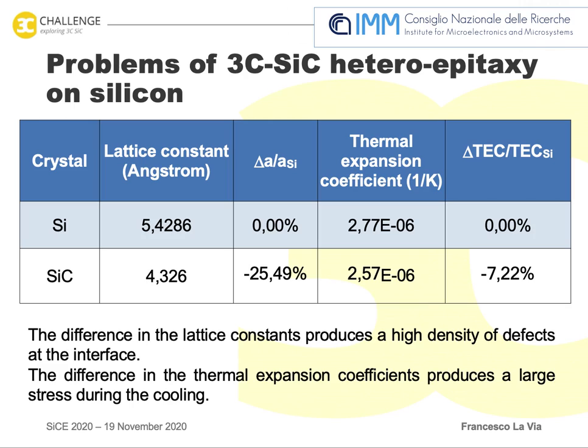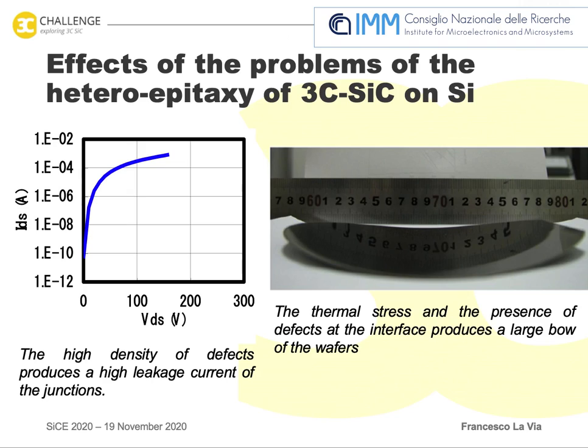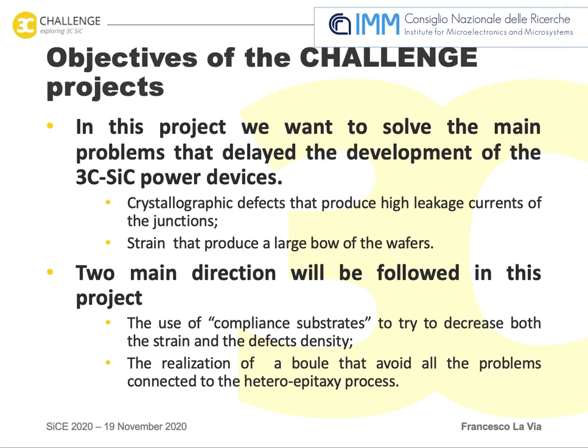There is also a large difference in the thermal expansion coefficient that produces a large stress during the cooling after the growth. This difference also produces some effects on the device and on the wafers. In fact, the high density of defects produces a high leakage current of the junction. Instead, the thermal stress and the presence of defects at the interface produce a large bow of the wafers.